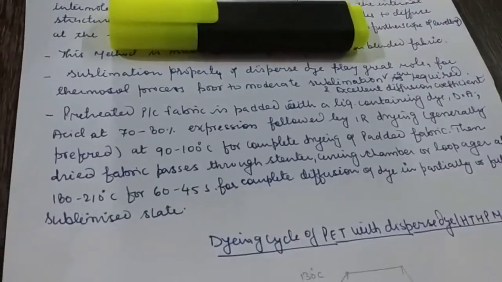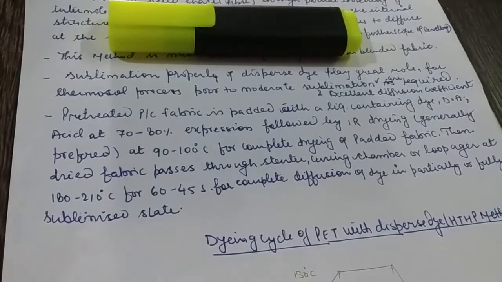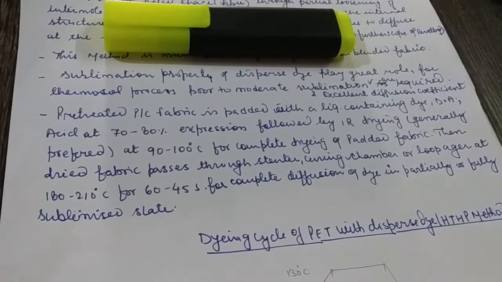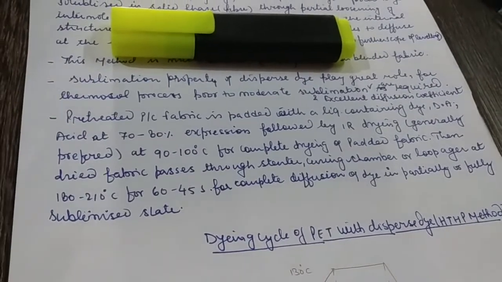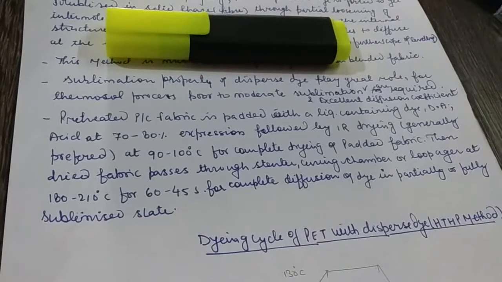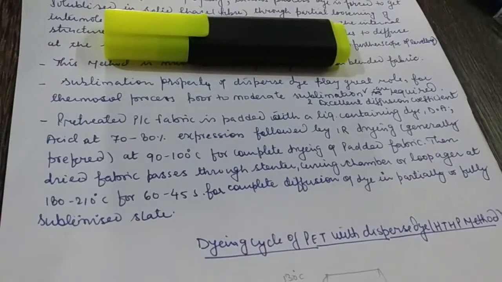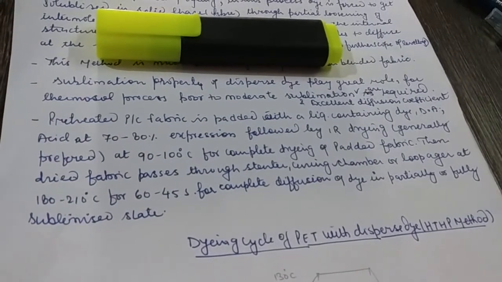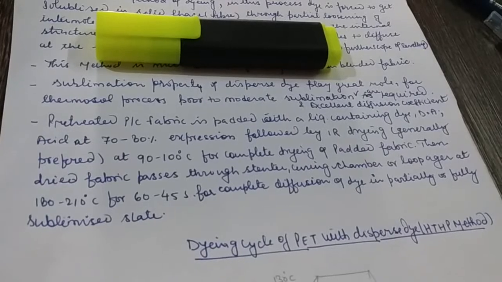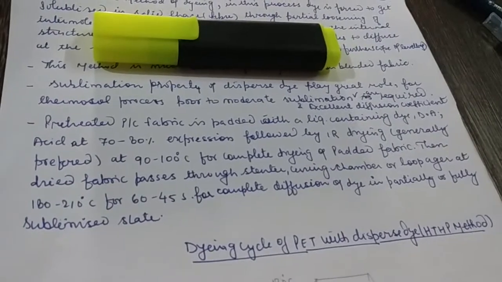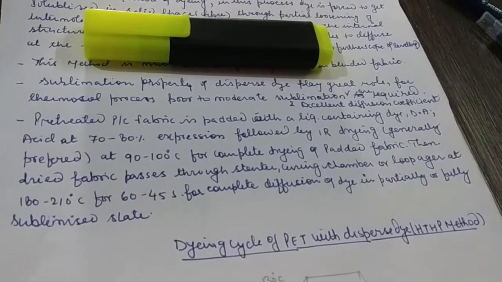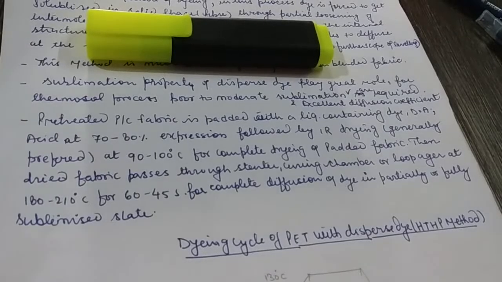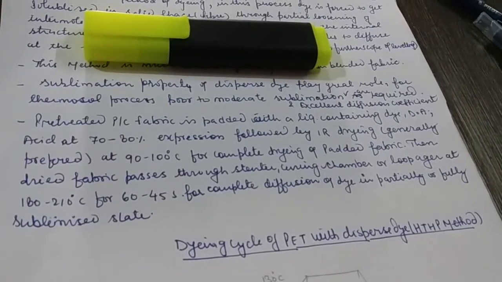Now we discuss the thermosol process: how we dye polyester fabric with thermosol dyeing. Before dyeing, we should ensure that the fabric is properly pre-treated for uniform absorption. Then we start the dyeing. The pre-treated polyester cotton blend, or other fabric, is padded with liquor containing dye, dispersing agent, and acetic acid at 70 to 80% expression, followed by IR drying. Generally, IR drying is preferred at 90 to 100 degrees centigrade for complete drying of the padded fabric.